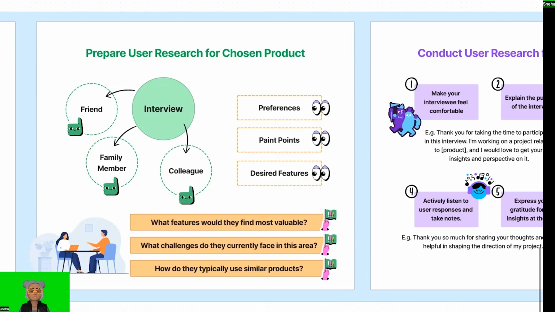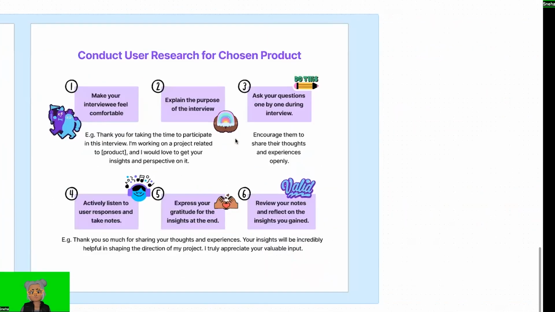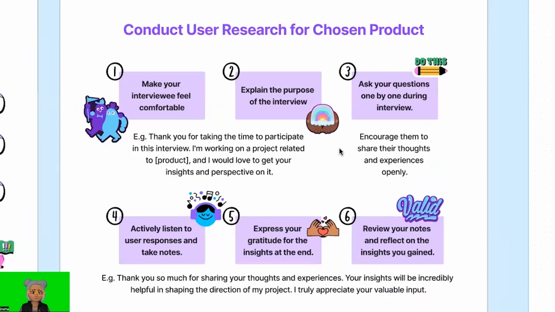Excellent. Once you have your 3 interview questions, it's time to select a person to interview. Look for someone around you who might be interested or have experience with the product you chose. Now, when starting the interview, make your interviewee feel comfortable and explain the purpose of the interview.